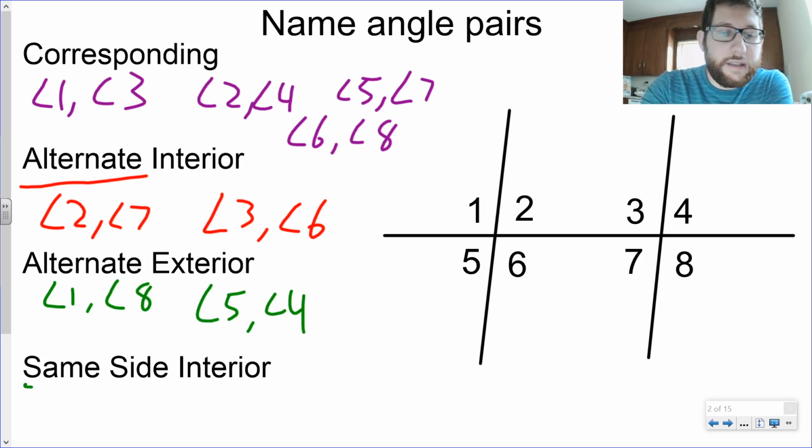All right, last one. This one should be the easiest one. Same side interiors. They're on the same side, and they're on the inside. So like 2 and 3, there should be no lines between your same side interiors. So we've been switching colors. Let's switch colors one last time.